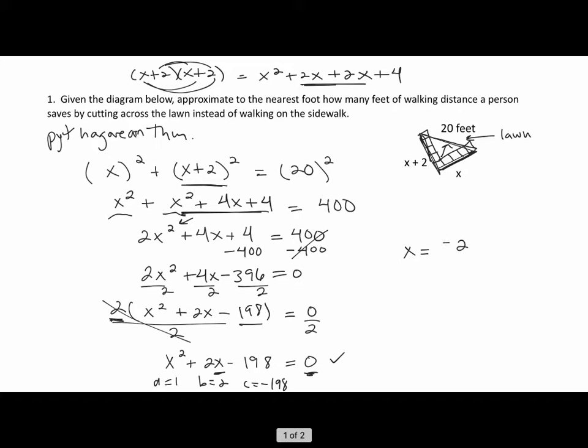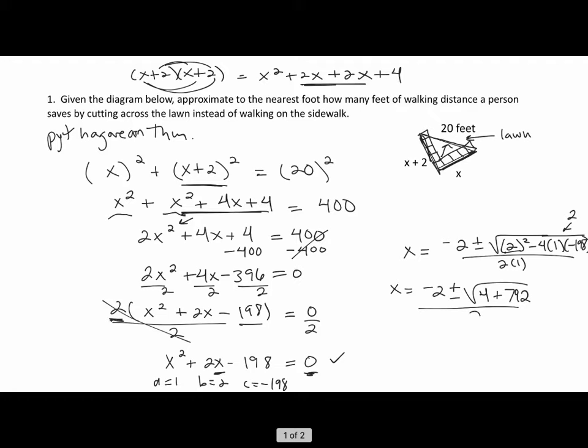So negative b plus or minus the square root of b squared minus 4 times a times c, all over 2 times a. We want to simplify what's in the radical. 2 squared is 4. There's 2 negatives, so that's plus. 4 times 198 is 792. All over 2 times 1, which is 2. So we can add together under the radical. 4 plus 792 is 796.